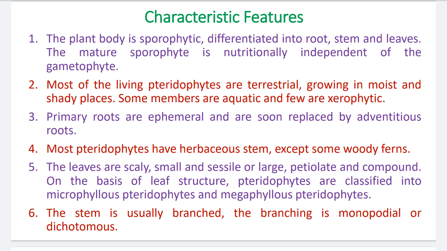So you should be very clear that the sporophytic plant body is the main, dominant plant body in the pteridophytes, differentiated into root, stem and leaves. The mature sporophyte is nutritionally independent of the gametophyte. The roots go in the soil and absorb the water and minerals, and the aerial leaves cause photosynthesis, so the sporophytic plant body is nutritionally independent.